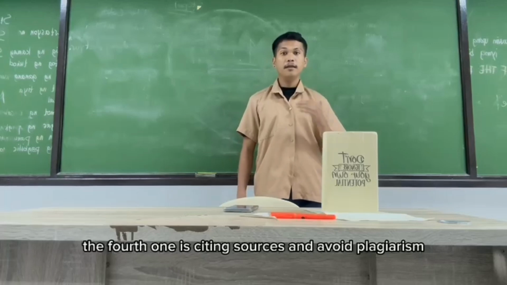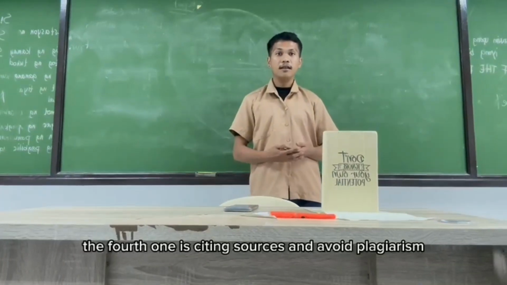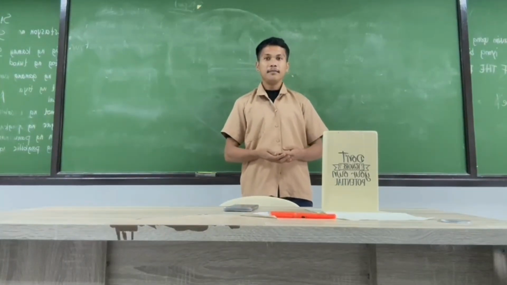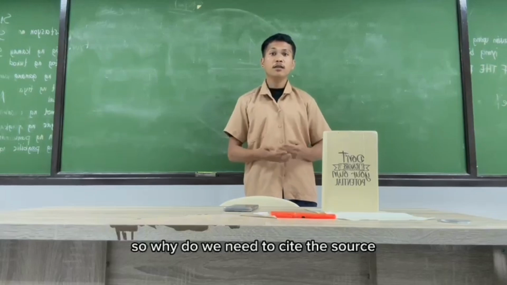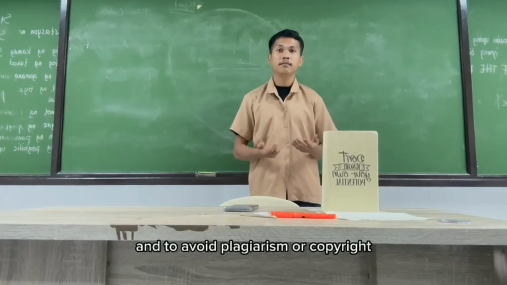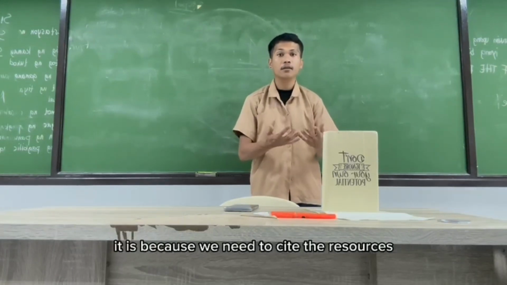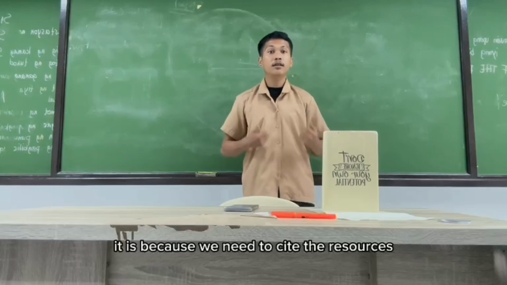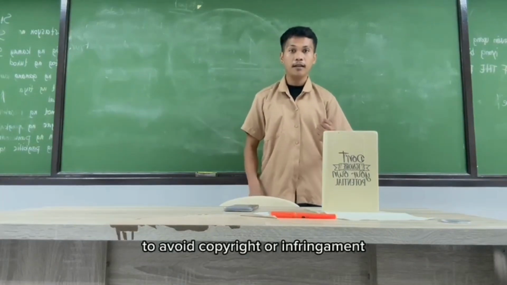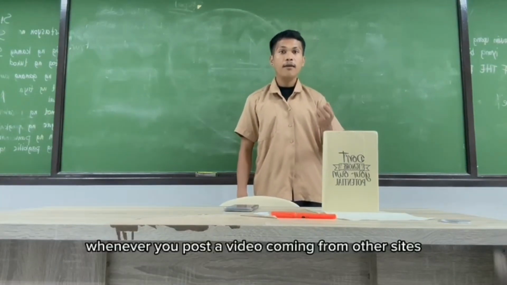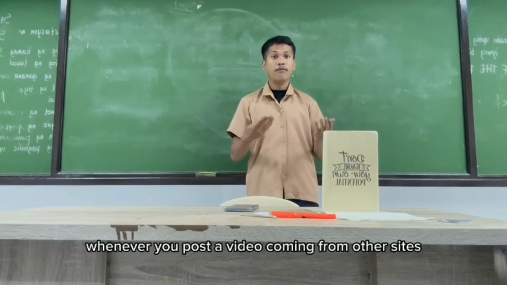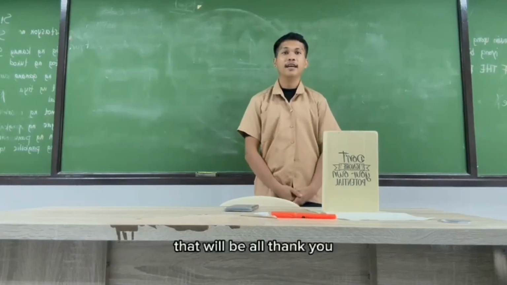The fourth one is citing sources and avoiding plagiarism. So, why do we need to cite a source and to avoid plagiarism or copyright? It is because we need to cite the resources to avoid copyright infringement whenever you post a video coming from other sites. That would be all.